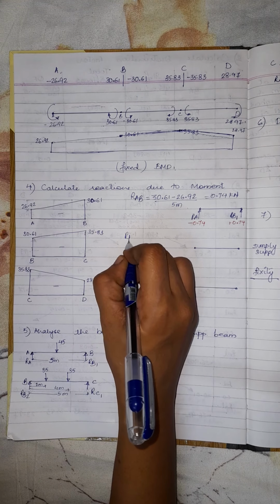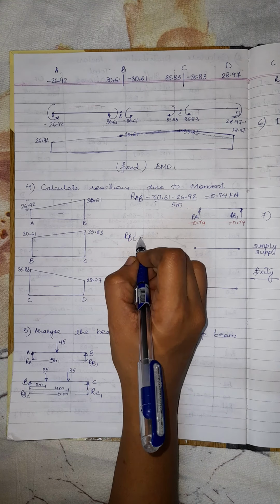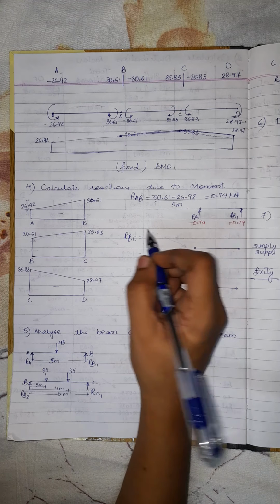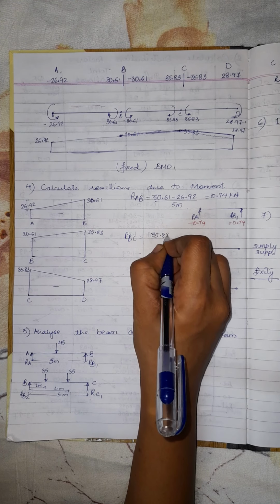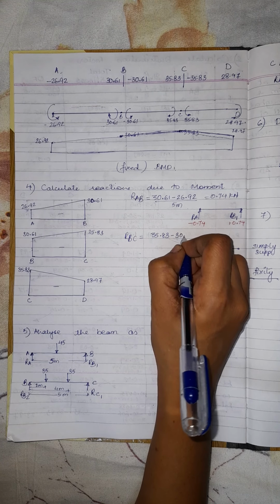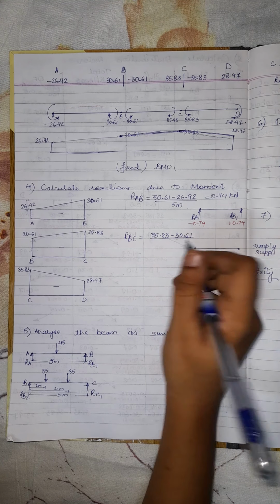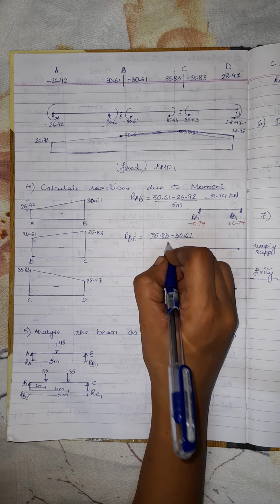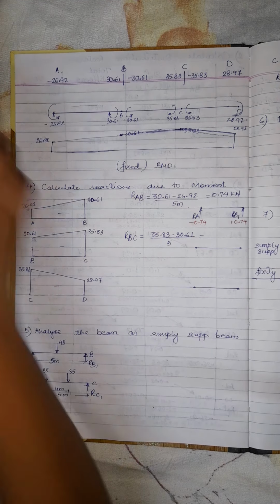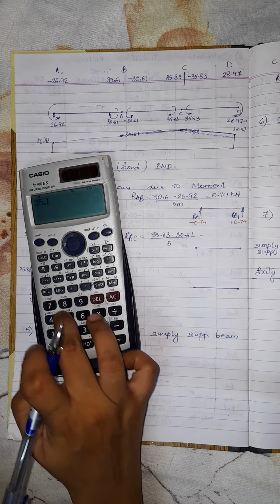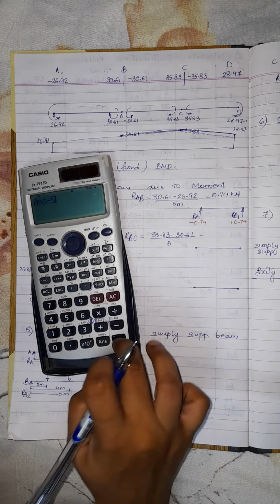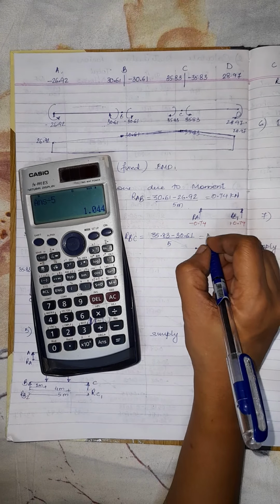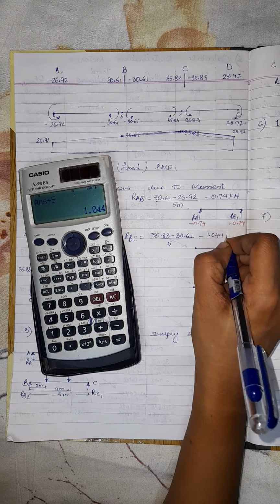Second part, similarly, the reaction at B, the reaction for span BC due to moment. I have these values again, the difference between the two moments, 35.83 minus 30.61, divided by the length 5 meter. So how much is that? 35.83 minus 30.61 divided by 5. So we get 1.044 kilonewton.